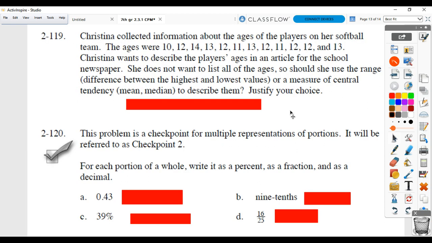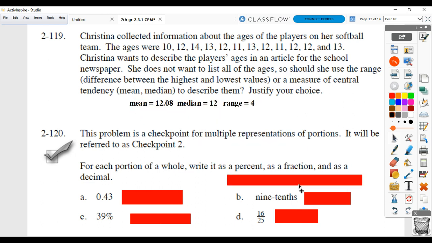For 119, first of all, you wanted to talk about what was the mean, median, and range. So for the mean, you can certainly use a calculator, add them up, and divide by the number of values, 12 and 8/100, and that may be rounded. Median, put them in order, pick out the middle value, which is 12. And then the range is 4, the difference between the largest and smallest value.